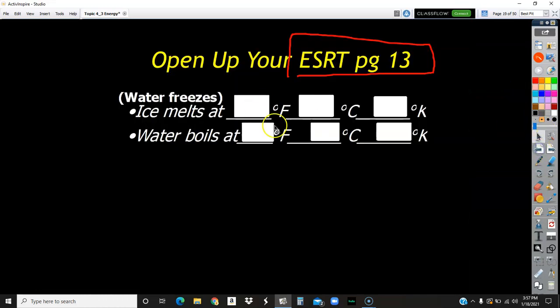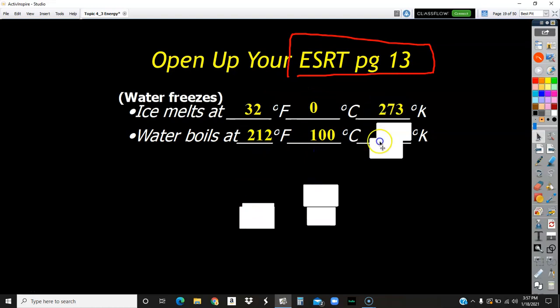Let me pull away these boxes. So these are important numbers. And again, you don't have to memorize them. They're right in the reference table. So ice melts or water freezes. Again, same spot on the chart: 32 Fahrenheit, 0 Celsius, 273 Kelvin. Water boils, and this should say water vapor condenses or gas condenses, at 212 Fahrenheit, 100 Celsius, or 373 Kelvin.